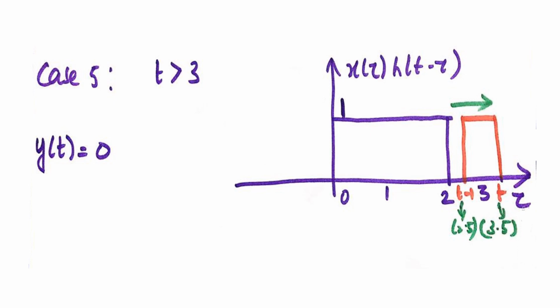If it's 3.5, the other edge is 2.5. So we don't see any product which exists, and hence y of t will become 0. Y of t is 0. So on either side, the positive side as well as the negative side, we have ensured that the signal was totally shifted out and all the cases were taken care of. So there ends this question, where we have seen that the product does not exist here.